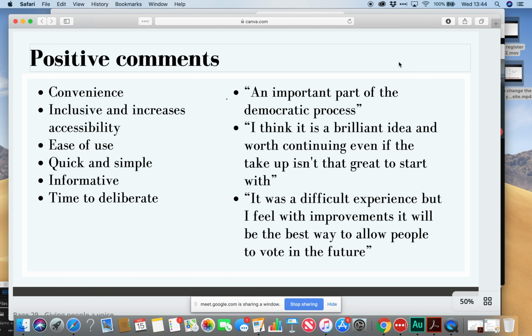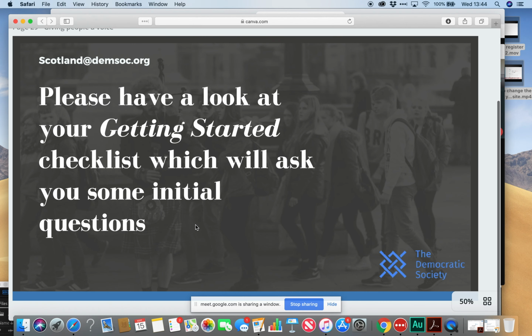And here are some quotes that people have said. It's an important part of the democratic process. I think it's a brilliant idea and worth continuing, even if the take-up isn't that great to start with. Another person said, it was a difficult experience, but I feel with improvements, it will be the best way to allow people to vote in the future.